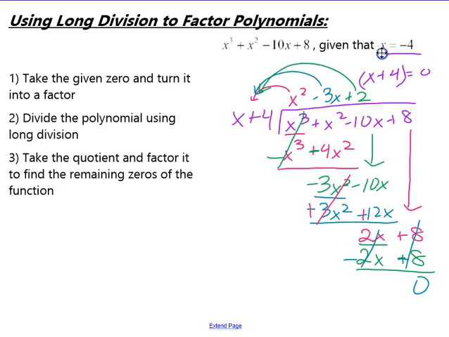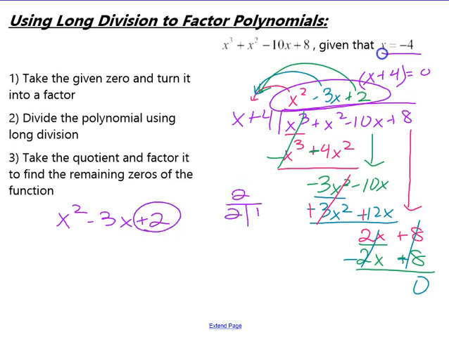So, after we complete our long division, to completely factor our original polynomial, step 3 says to take the quotient and factor it to find the remaining zeros of the function. So, we're going to take our quotient, x squared minus 3x plus 2, and we're going to factor this the way we know how. Find the multiples of positive 2, which is just 2 and 1, that add up to negative 3, so a negative 2 and negative 1.